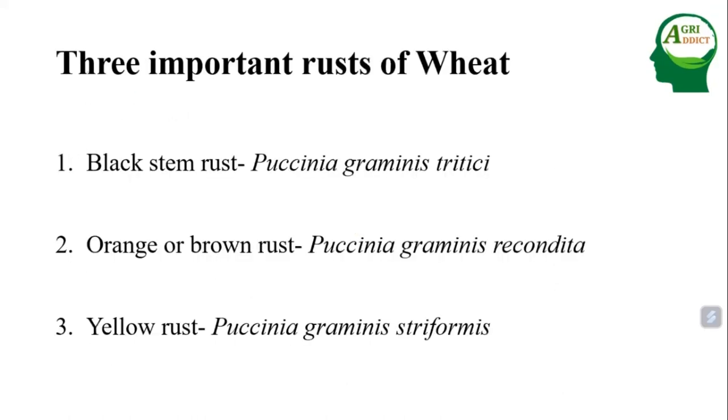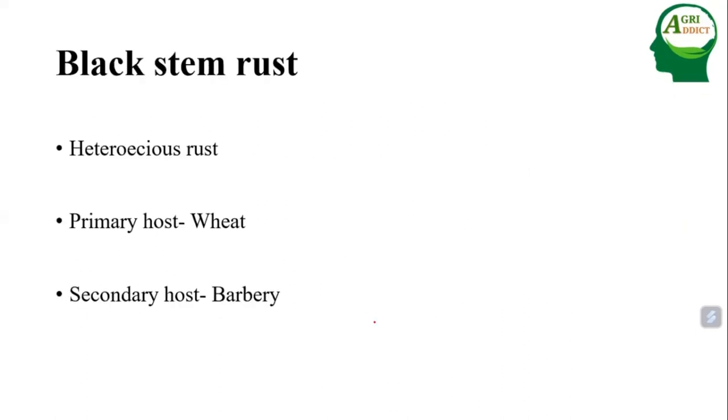There are mainly three important rusts of wheat. Black stem rust, which is caused by Puccinia graminis tritici. Orange or brownish pustules are caused by Puccinia recondita. Yellow rust by Puccinia striiformis. Coming to the black stem rust, this is a heteroecious rust, meaning it requires two different hosts. Wheat is the primary host and barberry is the secondary host. Now let's see how this life cycle works. This is the uredial pustule or urediniospore you find on the wheat leaves.